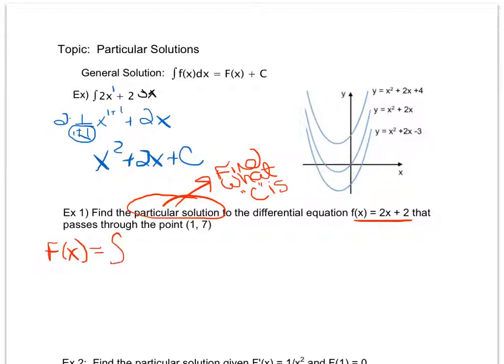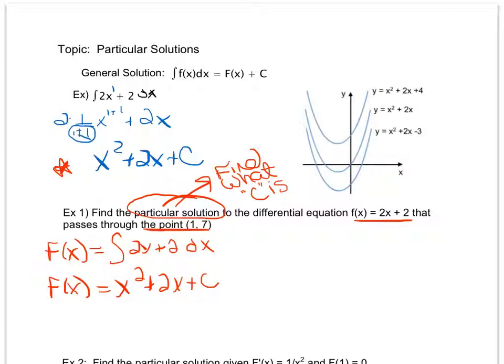Well, it was the integral of 2x plus 2 dx. Notice I've already integrated that up here, so I know that my function was x squared plus 2x plus c. So now I know something more about my function. I know it's passing through the point (1, 7). I'm going to use that to help me find c. So this is essentially telling me that when x is 1, y is 7. So I want to find out what c value would force that to be true. I'll find that by plugging 1 in for x and 7 in for y.